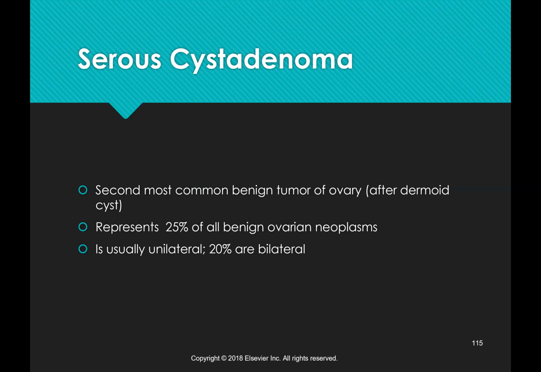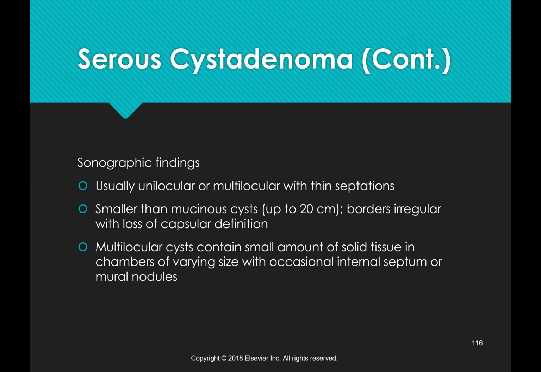So the serous cystadenoma is the second most common benign tumor of the ovary after the dermoid cyst. It is more common than the mucinous by a little bit. The sono findings is it usually is unilocular or more multilocular with thin septations. And it's usually smaller than the mucinous cyst. They don't weigh as much either. Looks pretty much like the same thing as a mucinous.